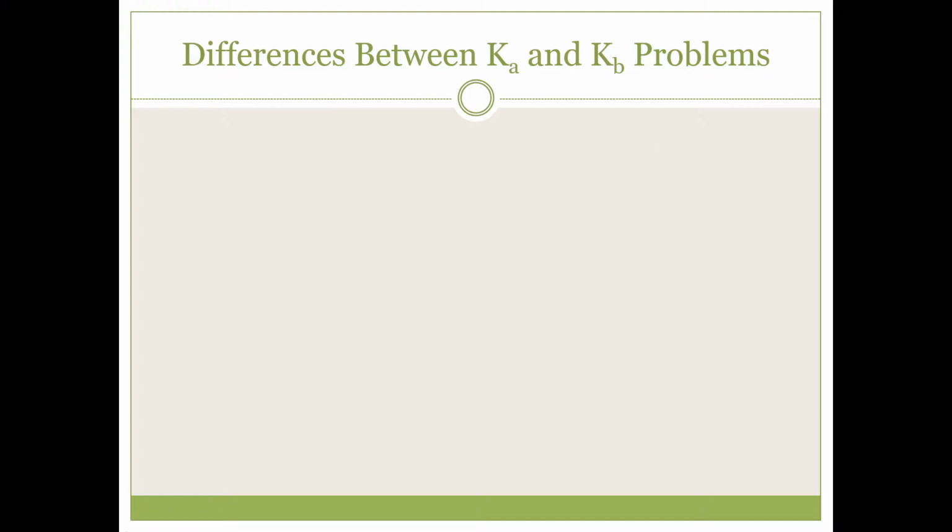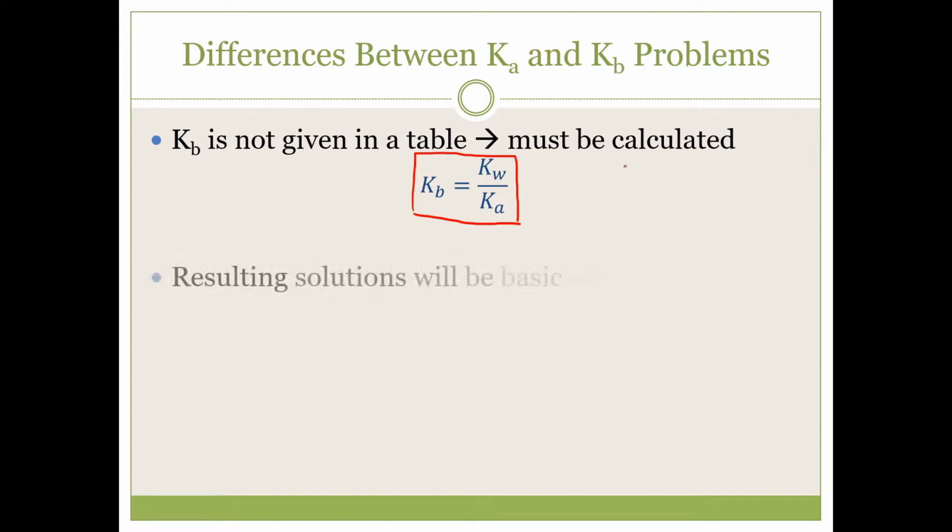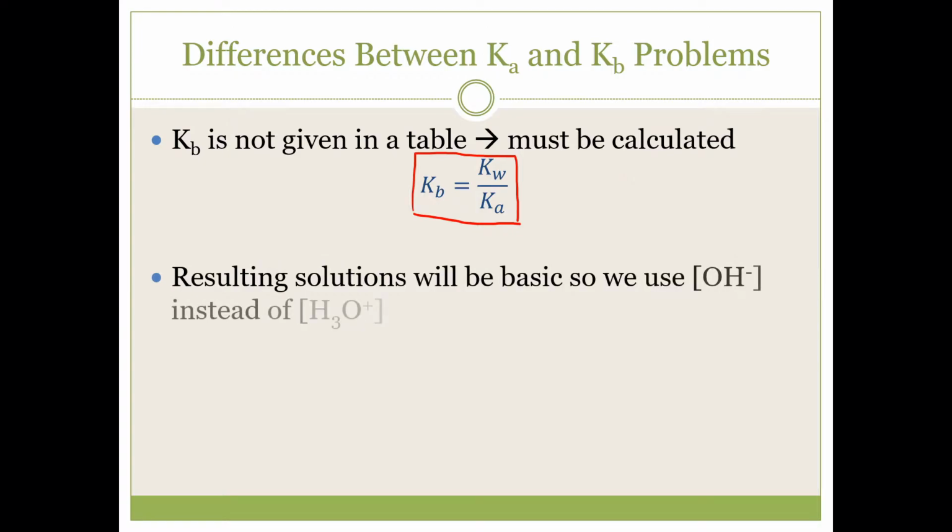So the biggest difference between Ka and Kb problems is that Kb is not usually given to you, and you usually have to calculate that from the table. Now, if you remember, calculating Kb is done using this equation here. Kb is Kw divided by Ka. Ka you can pull from the table. And because the resulting solutions will be basic in nature, we'll be using concentration of OH minus as opposed to using concentration of hydrogen.